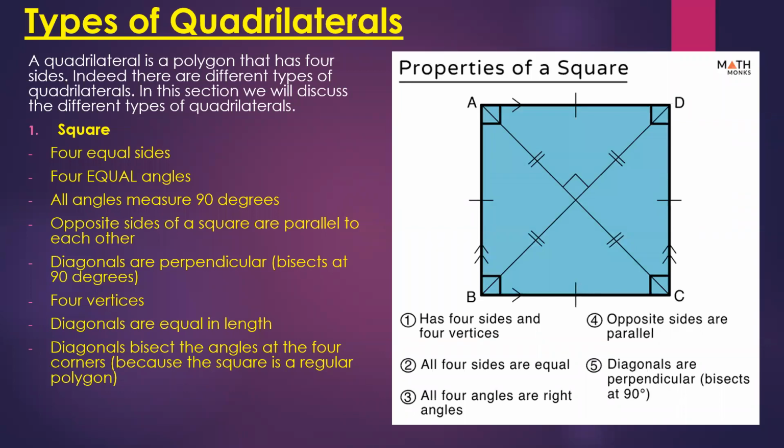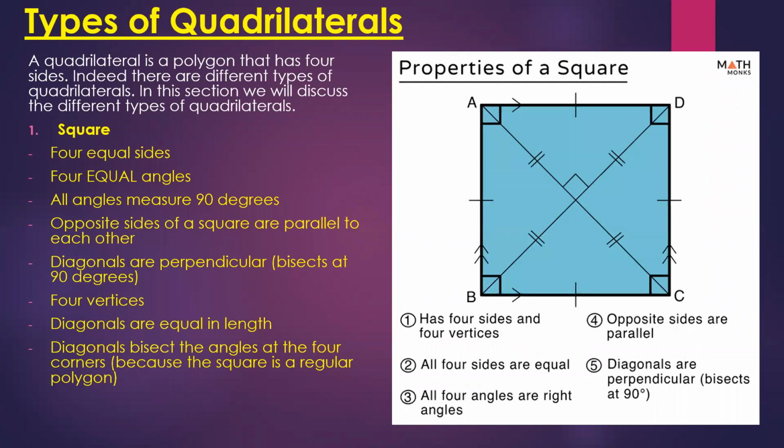A quadrilateral is a polygon that has 4 sides. Indeed, there are different types of quadrilaterals. In this section, we will discuss the different types of quadrilaterals. Number 1, square. 4 equal sides, 4 equal angles. All angles measure 90 degrees. Opposite sides of the square are parallel to each other. Diagonals are perpendicular, bisect at 90 degrees. 4 vertices, diagonals are equal in length. Diagonals bisect each other at the 4 corners because the square is a regular polygon.